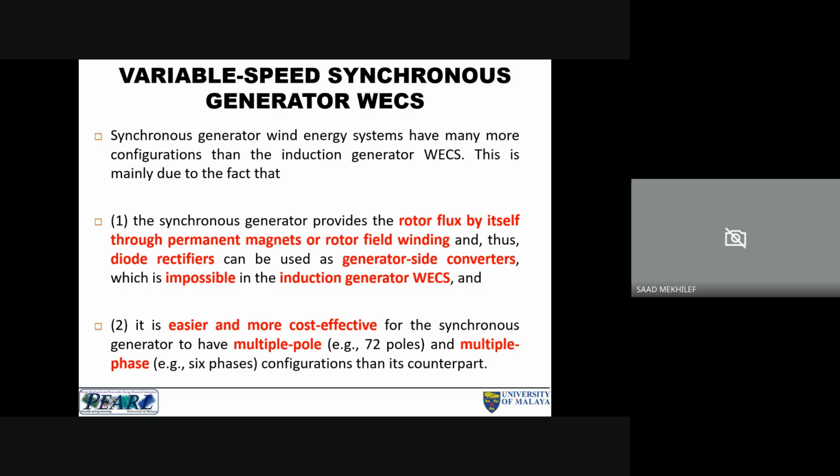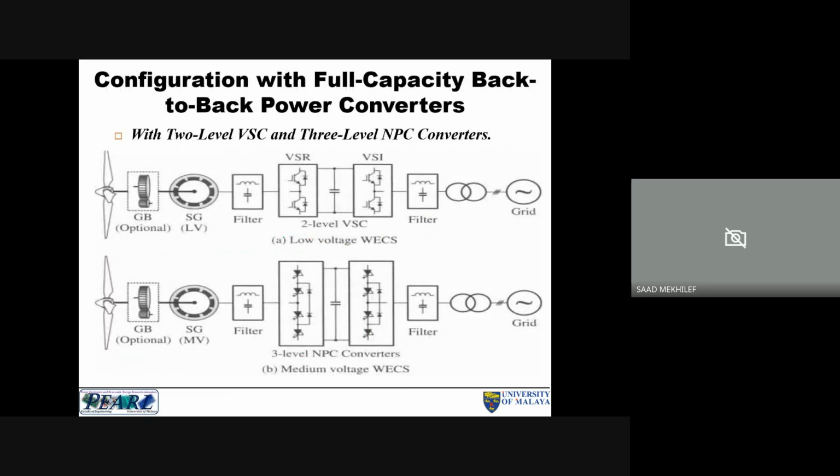This is also still indirect, which is using a 2-level voltage source converter and 3-level NPC. So the same, we have a gearbox here, we have synchronous generators, and then connect to the grid. So the question is always asking which one is the best topology to use.